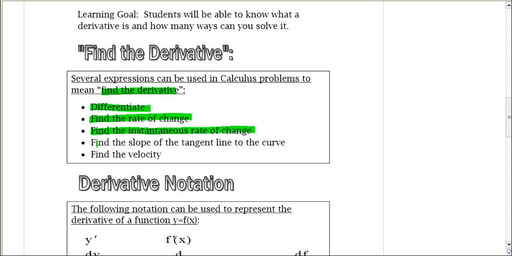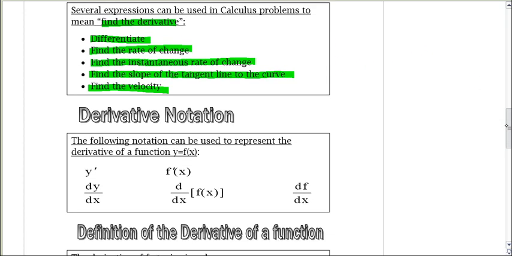Find the slope of the line to a curve. That means take the first derivative. And velocity actually is the application of the first derivative. Alright, we're doing great here.